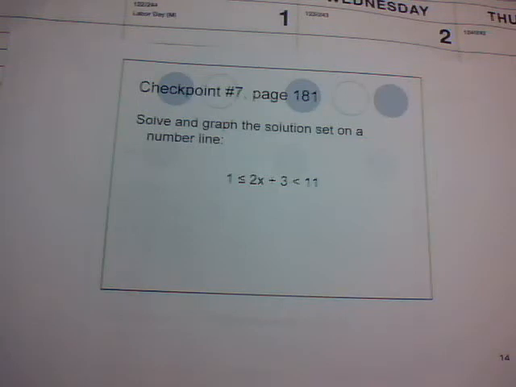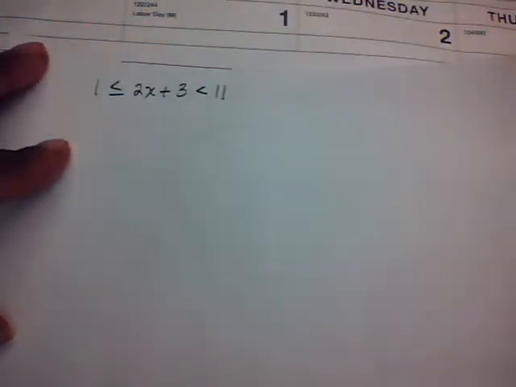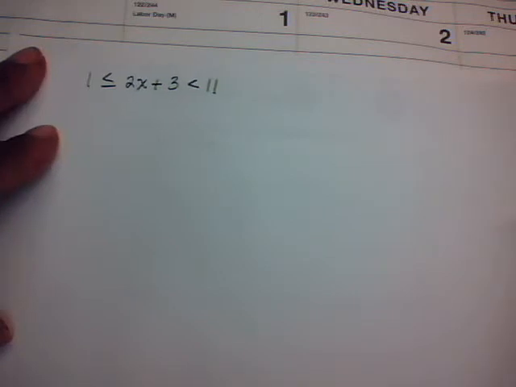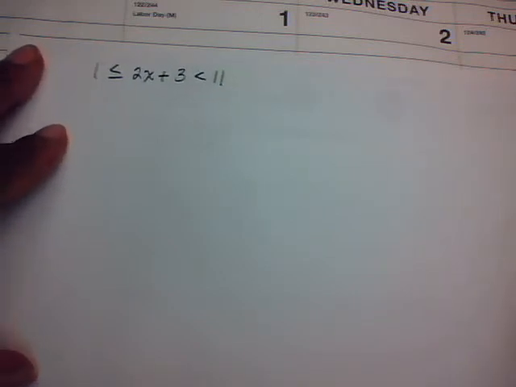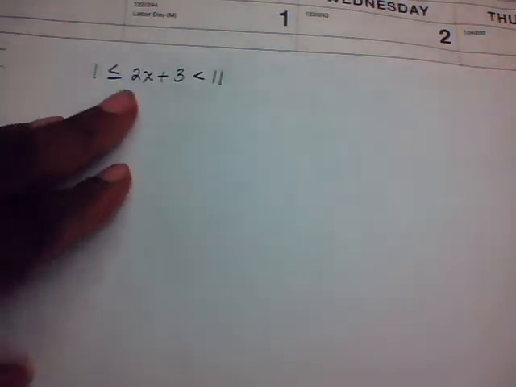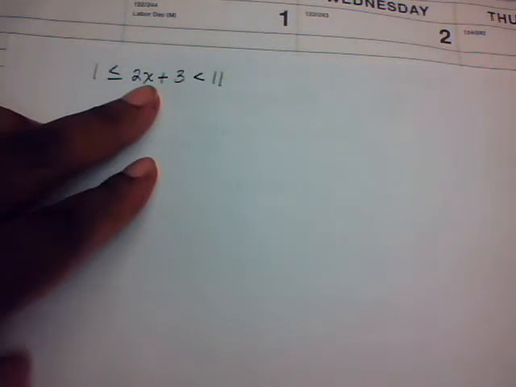Now if you want to read this left to right, you can say 1 is less than or equal to 2x plus 3 is less than 11. We correctly read this as 2x plus 3 is greater than or equal to 1 and less than 11. Now here we want to solve this particular compound inequality. So in this case, we want to get this x by itself in the middle.